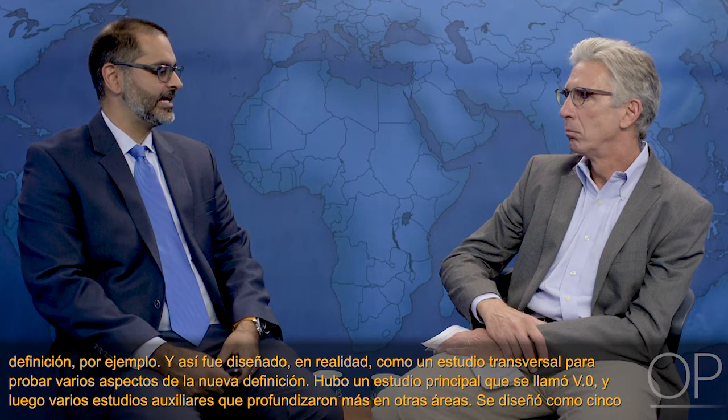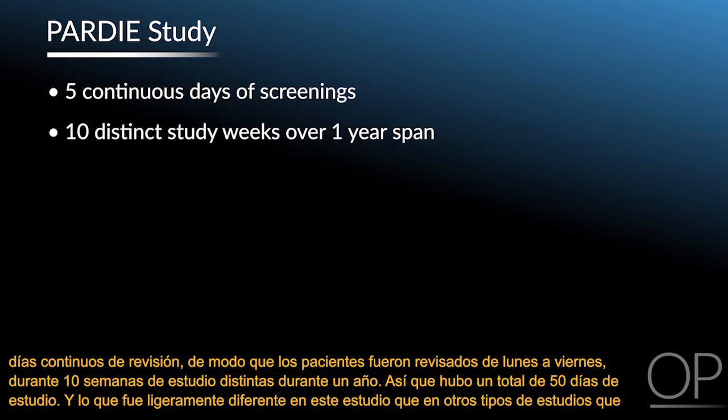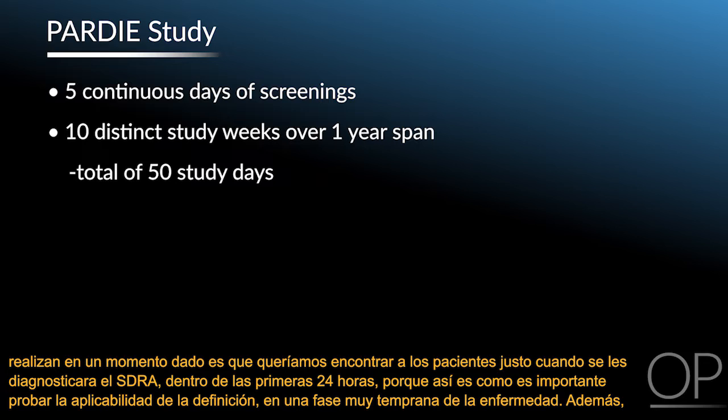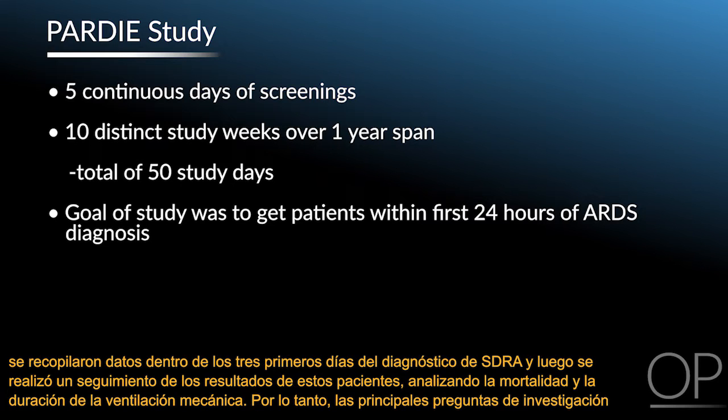It was designed as 5 continuous days of screening, so patients were screened Monday through Friday, over 10 distinct study weeks across a year. So there were a total of 50 study days. And what was slightly different about this study than other point prevalence studies is that we wanted to get patients right when they were diagnosed with ARDS, within that first 24 hours, because it's important to test the applicability of the definition really early in the disease. And we gathered data within the first 3 days of ARDS diagnosis and then followed these patients for their outcomes, looking at mortality and length of mechanical ventilation.